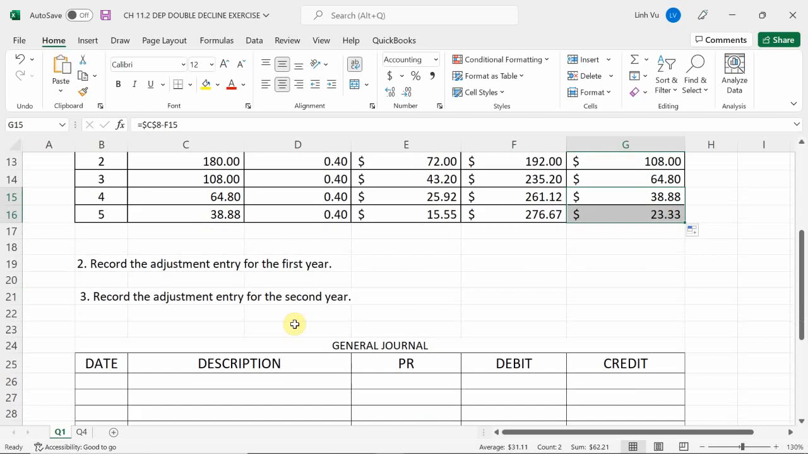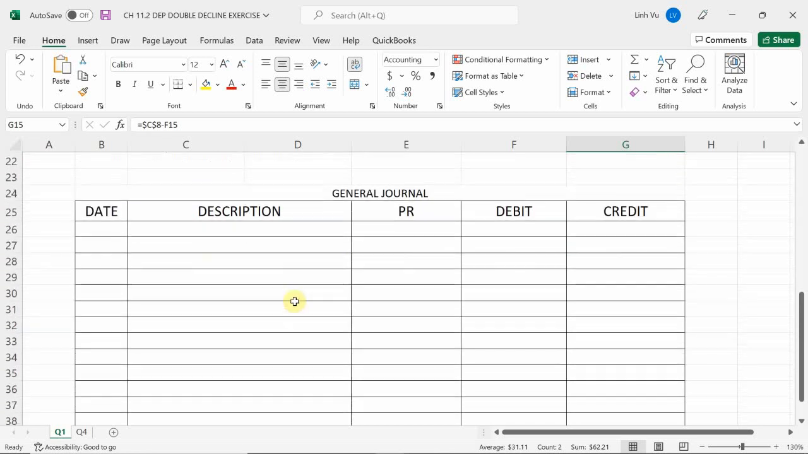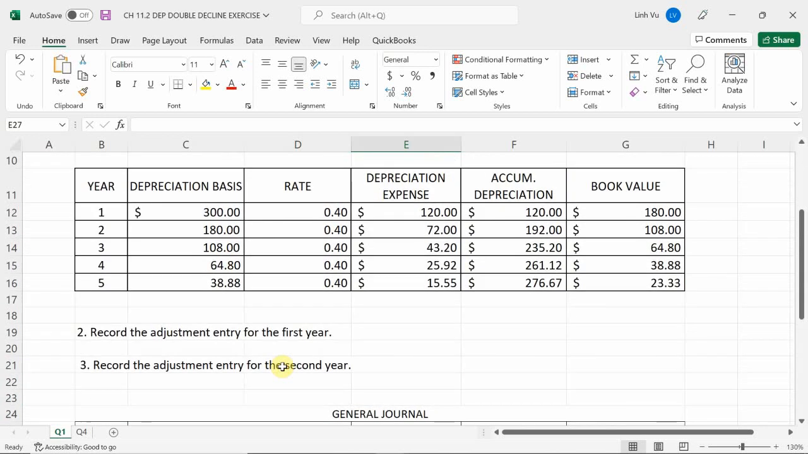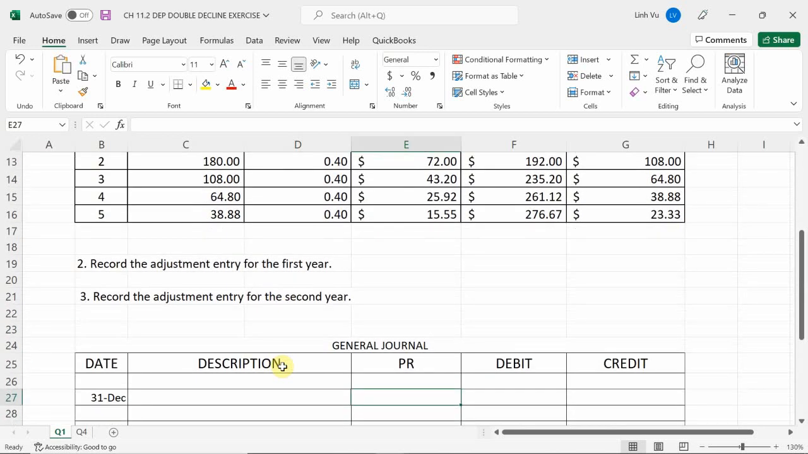Okay? So let's go ahead and practice journalizing our adjustment entry. In this case, record the adjustment entry for the 1st year of depreciation. How would I journalize if I am depreciating it at the end of the year, December 31st? And then you're December 31st. That's after.